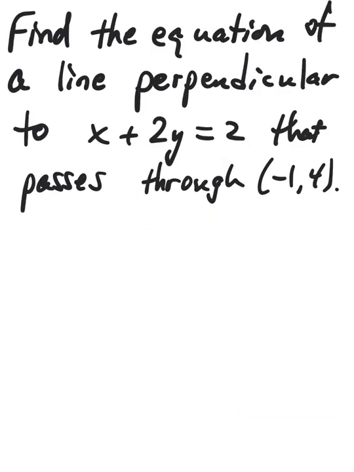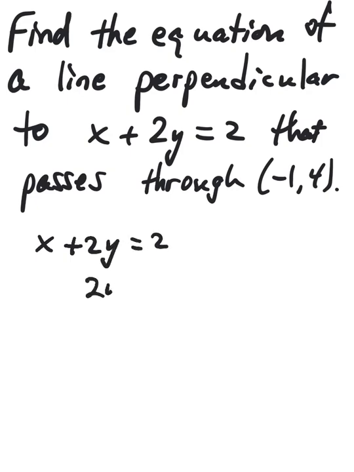In this example, we're going to find the equation of a line perpendicular to the line given that passes through the point -1, 4. First, we're going to need to find the slope of the line given, and because we want to be perpendicular to it, once we identify that slope, we're going to flip the ratio and negate the sign. In the equation given, x plus 2y equals 2.